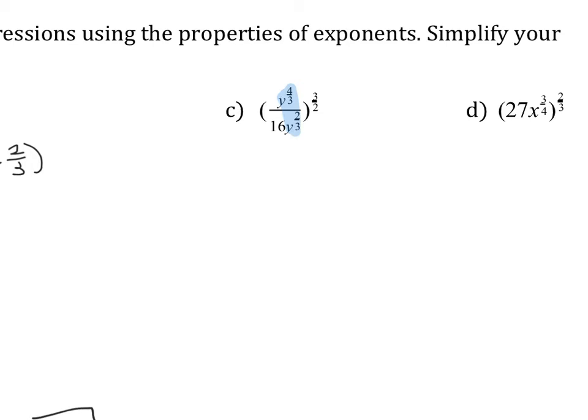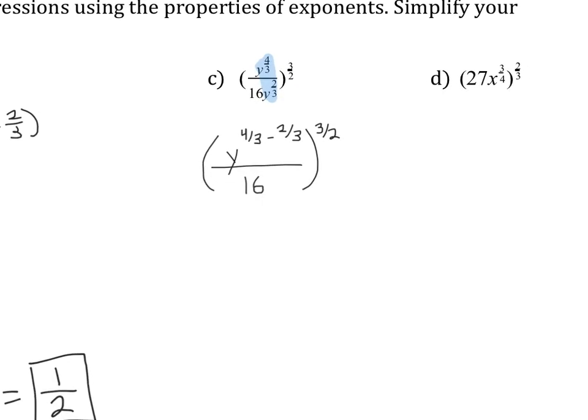So that's going to stay in the numerator, and we say y to the power of, again, since it's a quotient, we're going to subtract. So 4/3 minus 2/3 over 16. The 16 is going to stay in the denominator, and we still have to the power of 3/2. And then let's simplify this. This gives us y to the power of 2/3 over 16, and all of that to the power of 3/2.